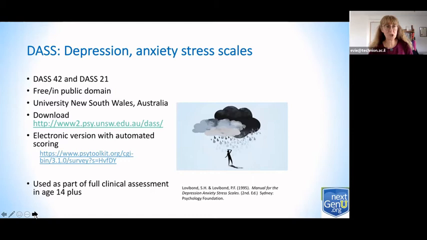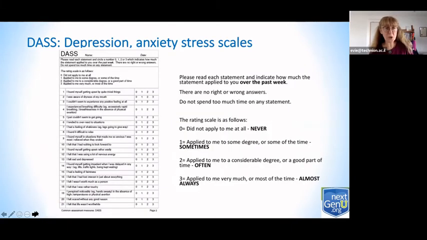There's a DASS 42 and a DASS 21, and the DASS 42 has 42 questions and the DASS 21 has 21 questions. The questionnaire is free, it's in the public domain, and it was created by the University of New South Wales in Australia. It's available to download here at this link, but there's also a wonderful electronic version available with automated scoring, which makes it much easier that you can just get your patients to use. And it should be used as part of a full clinical assessment and can be used in teenagers from 14 plus and adults. So this is what the questions for the DASS 21 look like.